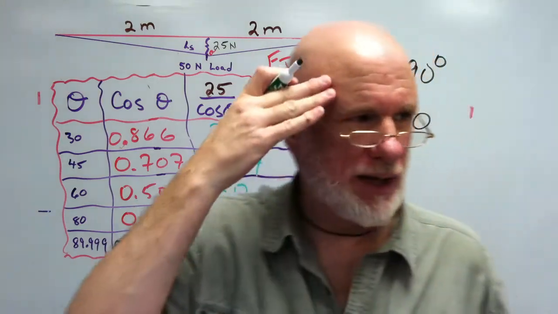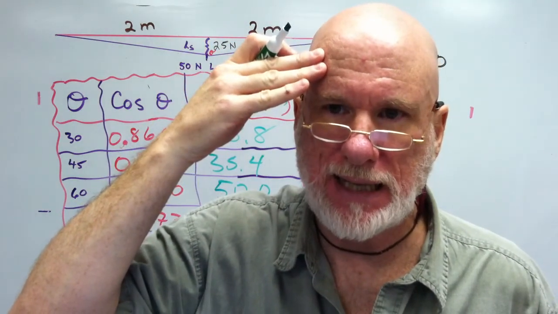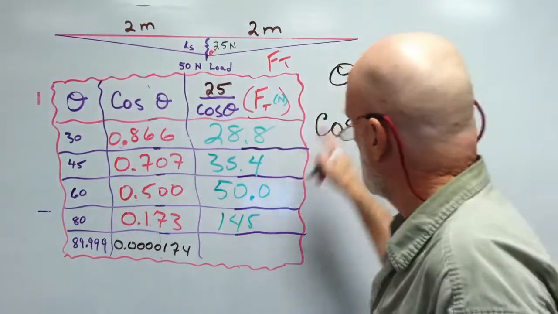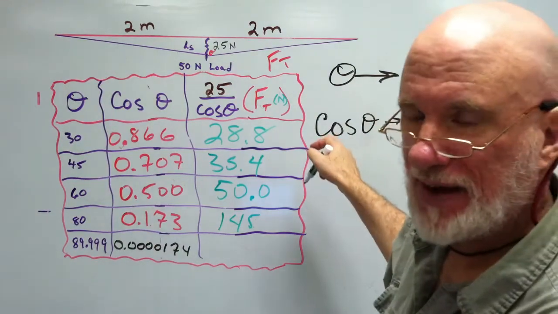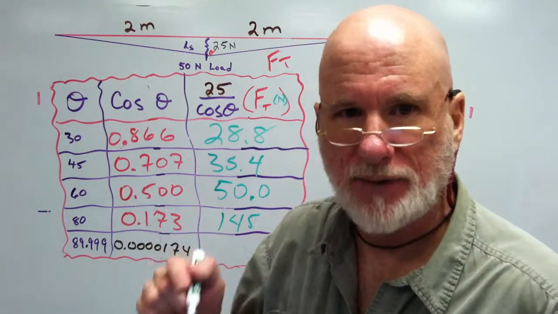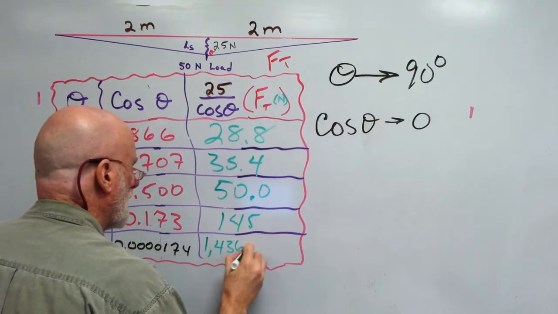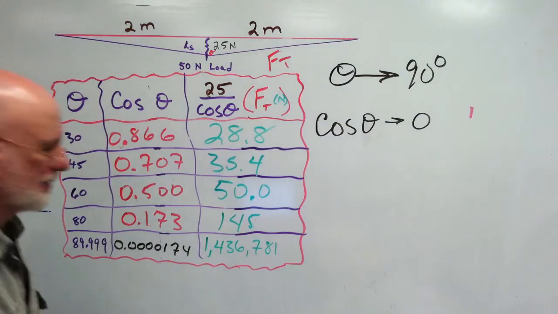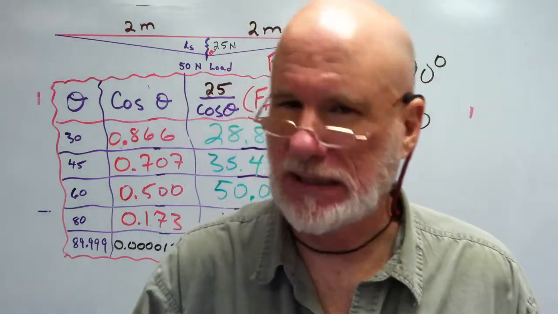So you can see how it's getting larger. It's almost amazing. Wait till you see this, 89.999. That's really close to 90 degrees. As it approaches 90, the cosine approaches 0. It'll never get there, but it'll approach. So what do we got? Big number. 1,436,781 newtons. We don't need any decimal. First of all, to have 7 significant figures is a little suspicious.